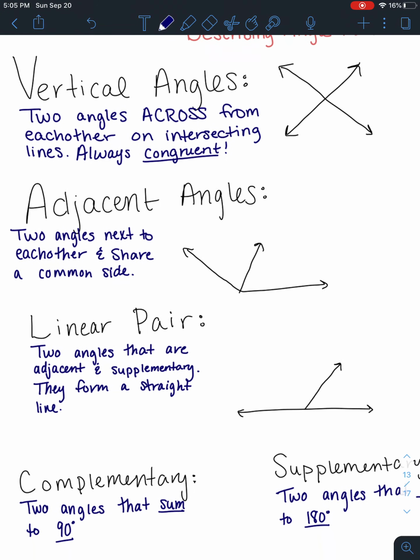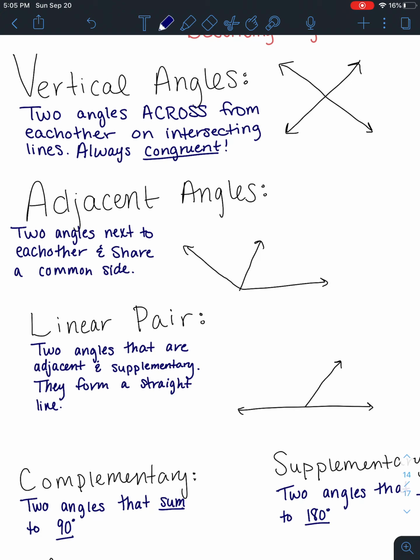So the first word we're going to talk about is vertical angles. Vertical angles are two angles across from each other on intersecting lines. They're always congruent. So for example, here I'm just going to label these real quick: 1, 2, 3, and 4. So you see here, angle 1 and angle 3 are across from each other. Those are vertical angles. We can do the same thing here with 2 and 4. 2 and 4 are across from each other. Those are both congruent angles. Okay? Let's go on to this next one.